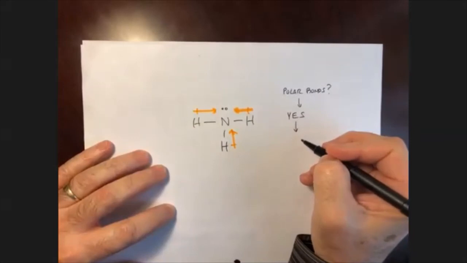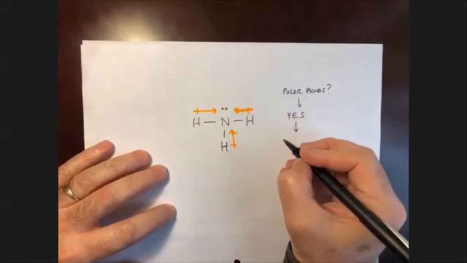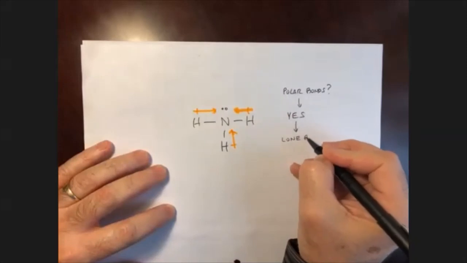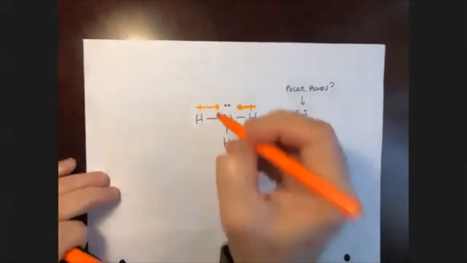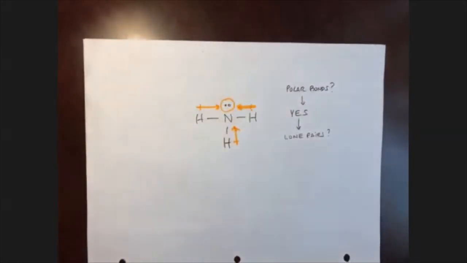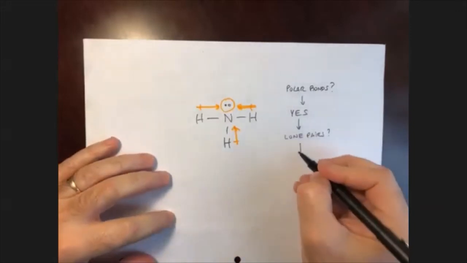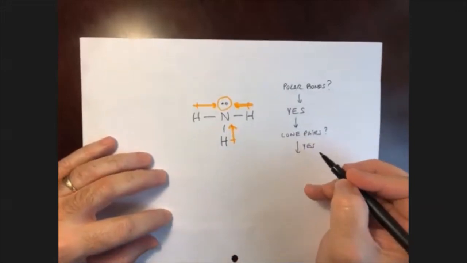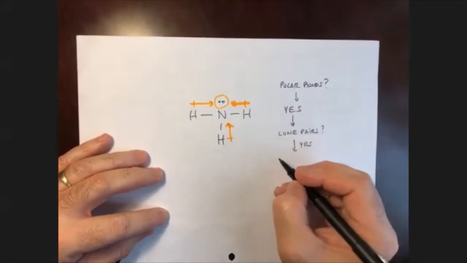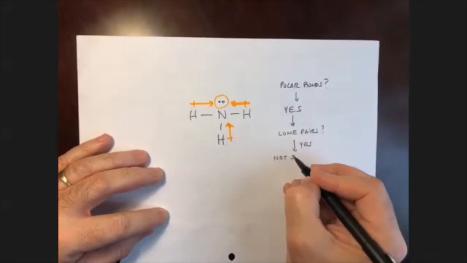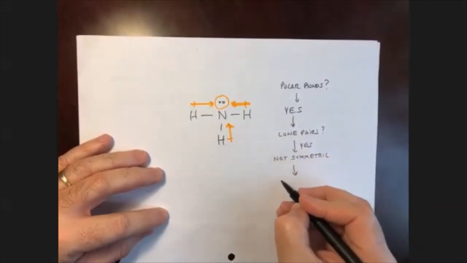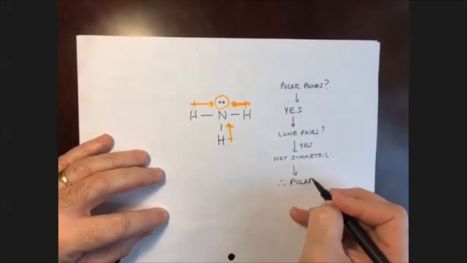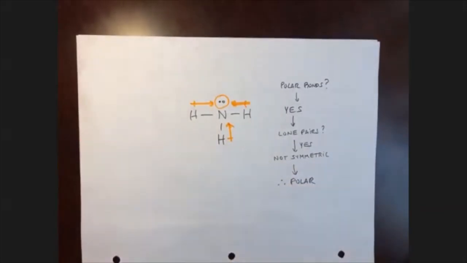Now I'm going to ask, is it symmetric or non-symmetric? Lone pairs? Yeah, here they are. There is a lone pair in there, right? So that means that when I draw the actual three-dimensional structure, this is going to be not symmetric. And therefore, ammonia should be polar. Like I said, guys, 90% of the time this works.